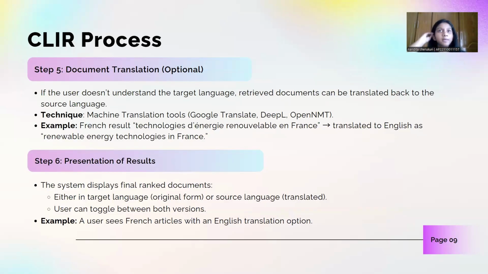The best example could be websites like Amazon, where you can switch between languages, or on Google Translate, when you go to a website, you get an option to translate the given document into another language. That is where CLIR plays an important role. For example, a user sees the French articles with an English translation option. And later, the next step would be feedback as well. It is an optional step, but like I said before, it is important for the system to get user feedback so that it can adjust its ranking algorithms and work better in the future.